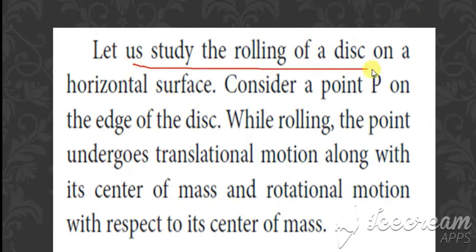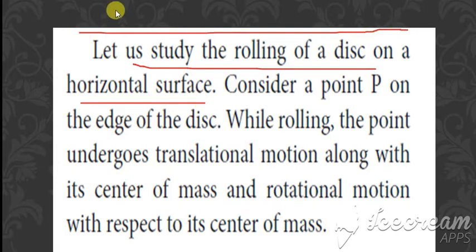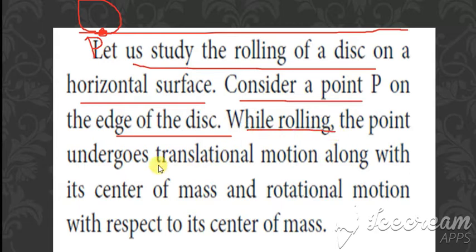So let us consider the rolling of a disc on a horizontal surface. First let us consider a horizontal surface. Over that we are going to consider a disc and consider a point P on the edge of the disc. So this is a point P at one edge. While rolling, the point undergoes translational motion along with its center of mass.